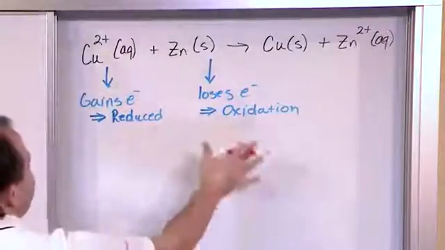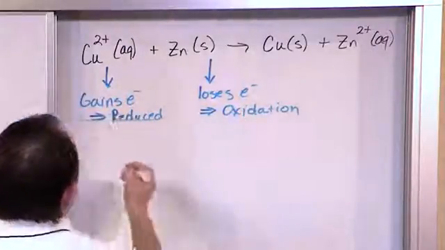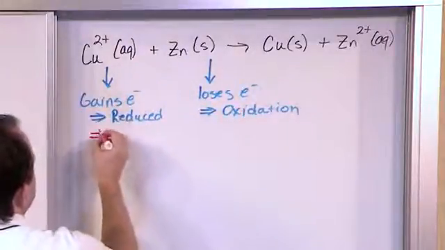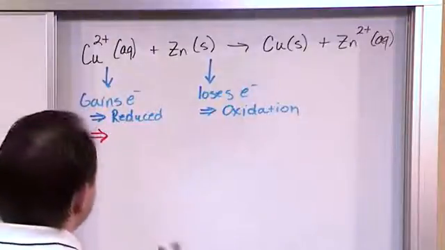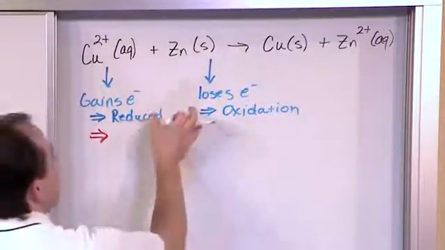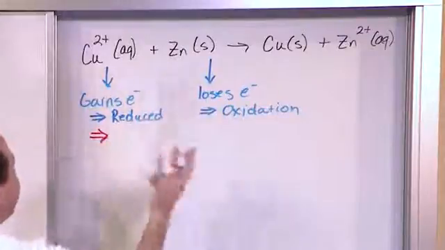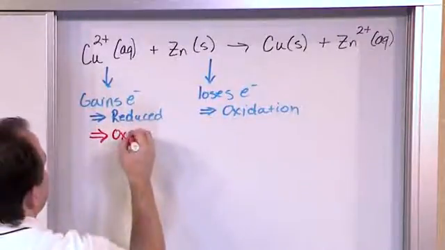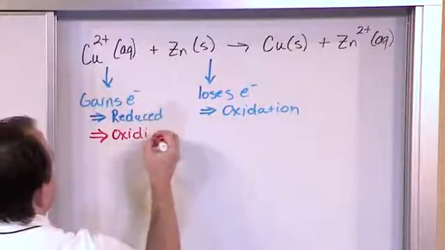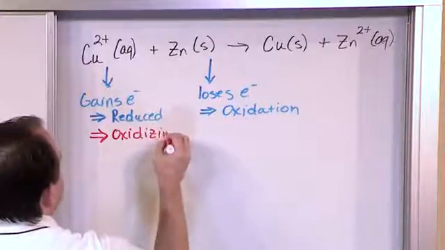Now, what do you think is the oxidizing agent and what's the reducing agent? Well, the way you can do that easily without referring to a definition, once you know what's being oxidized and reduced, is that the agents are just the opposite. So this is the oxidizing agent.